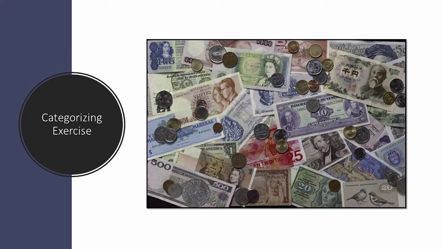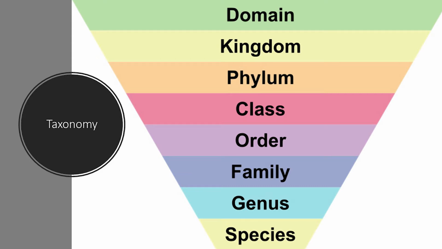To start, you could group the currency by country of origin, then split it into bills and coins, and further split the groups up by the amount the currency represents. Scientists do this when classifying animals. Scientists can group animals based on what they look like and their adaptations. Taxonomy is a science of defining and naming groups of organisms based on shared characteristics.